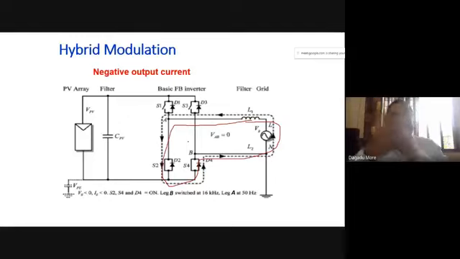Now we need an improvement in this. We want a new topology for the single phase PV inverter, and we can discuss the new topologies in the next lecture. So we'll meet tomorrow at 10:15 a.m.